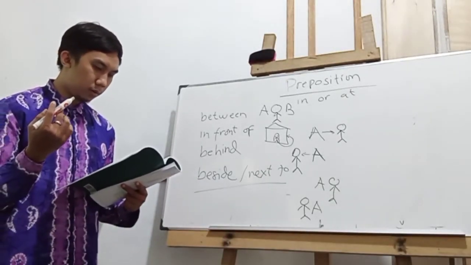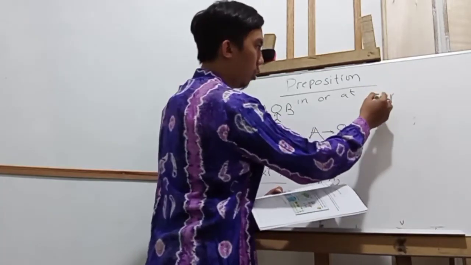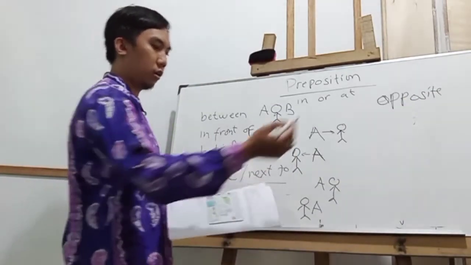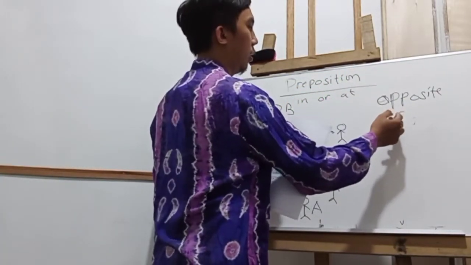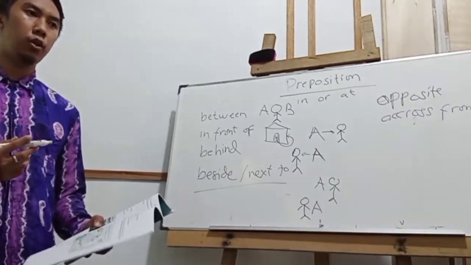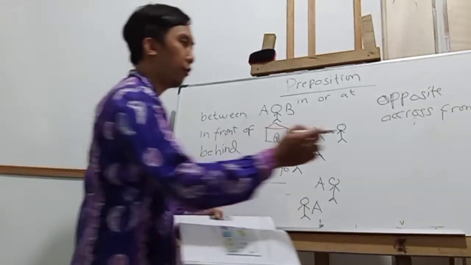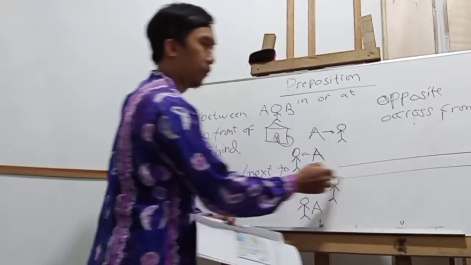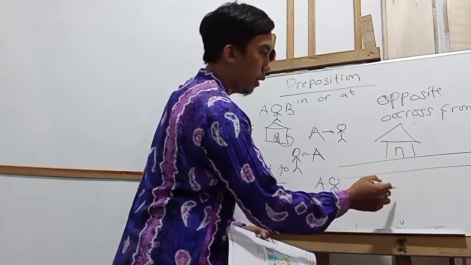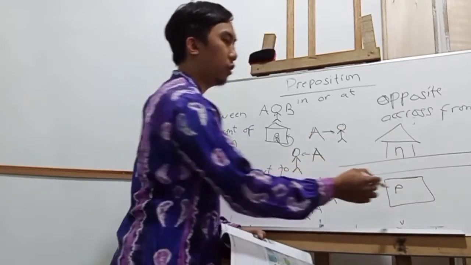Next is opposite or across from. Opposite is spelled O P P O S I T E. Opposite or across from. It is like this. Opposite means you are in front, but you have to cross something. For example, we have a street here, your house is in here, but your friend's house is in here. This is the park, for example.